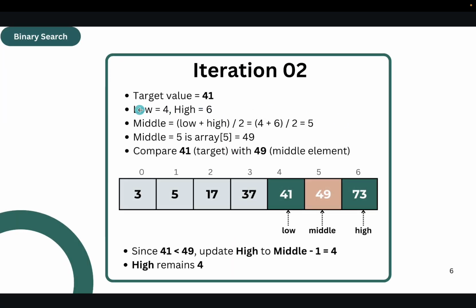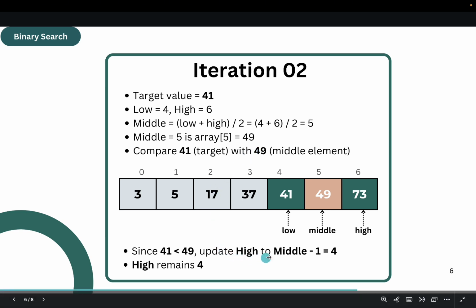So now we have low equal to 4 and high remains the same as 6. So (4 + 6) / 2 becomes 5. Now middle is equal to 5, and at index 5 we have the element 49. Now let's compare. 41 is our target value and the middle element is 49. That means the target value is less than 49. So in that case we have to update high to middle - 1.